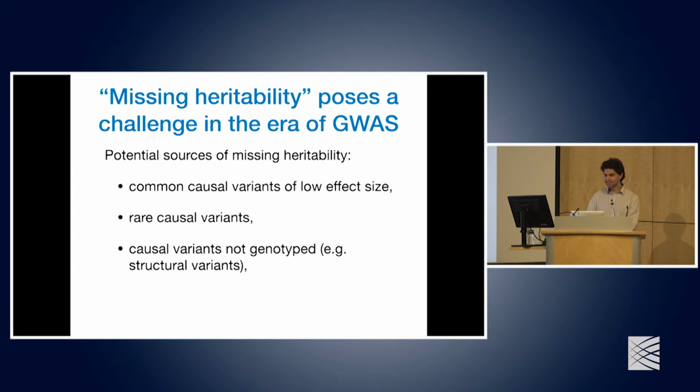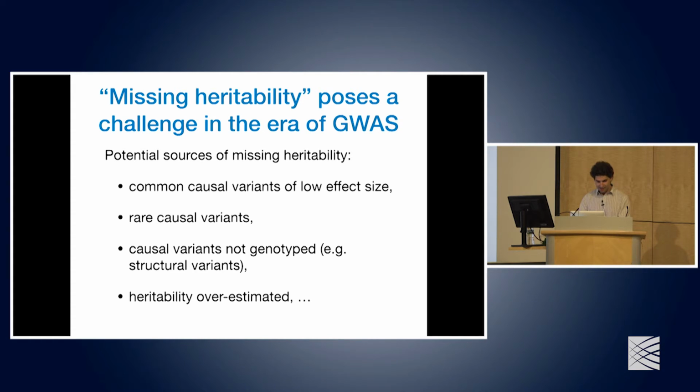A third possibility is that the causal variants weren't genotyped to begin with. This might include SNPs that aren't on the study microarray, or structural variants affecting large portions of the genome, which are notoriously difficult to genotype. Another possibility is that the heritability was overestimated to begin with, and the list goes on.